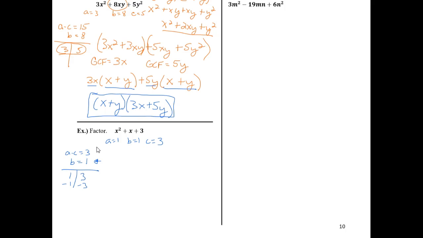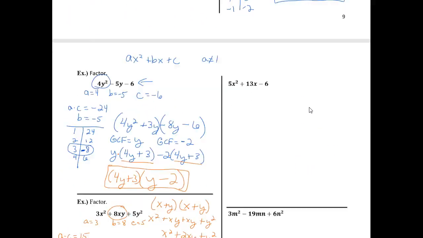So this entire expression here is called prime. The greatest common factor is 1, and I can't factor that trinomial at all. So if that's the case, all you can do is say it's prime. Go ahead and try the 2 on the right.